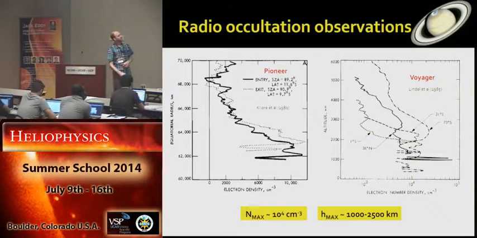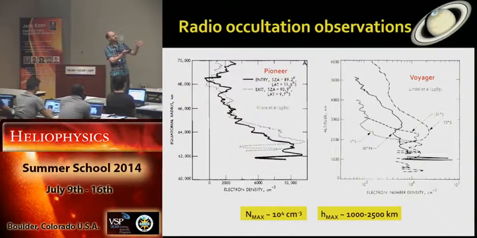What about Saturn? Again, the same story. There's sort of a high altitude profile that you see, and then a lot of these low altitude sharp layers. And then some significant amount of variability on top of that. But if you just look for an average, then the electron density is something like 10 to the 4 electrons per cubic centimeter. And the altitude of the peak is somewhere between 1,000 and 2,500 kilometers. So that's for the Pioneer and Voyager radio occultations.